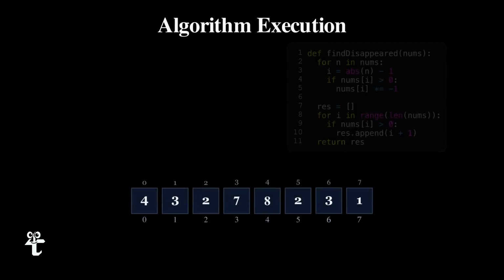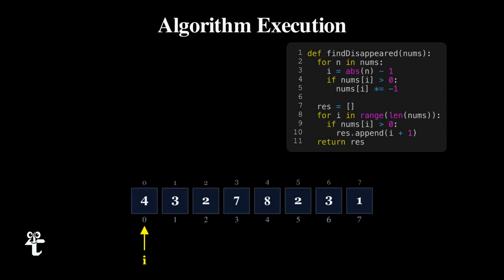We start at index 0. The value is 4. We map this to index 3. The value at index 3 is 7. We negate it to negative 7. Move to index 1. The value is 3. We map this to index 2. The value at index 2 is 2. We negate it to negative 2.